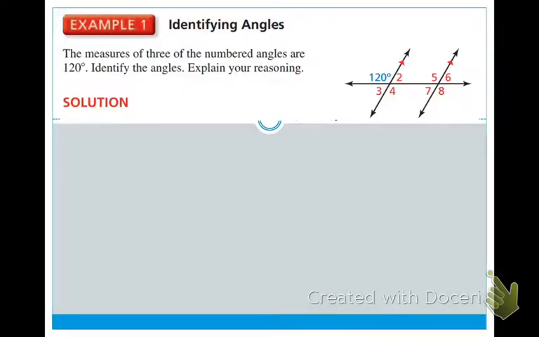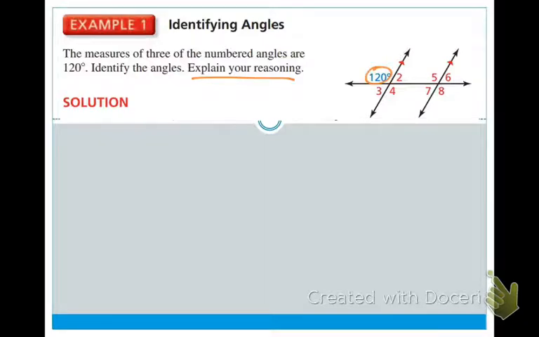We're going to do example 1. You'll see a problem like this on the test, on the quiz, on anything really. You'll see this on the exam. The measures of 3 of the numbered angles are 120 degrees. Identify those angles and explain your reasoning. So what I see students do is they don't do the second half of the problem. So make sure when we do this, you're explaining your reasoning.